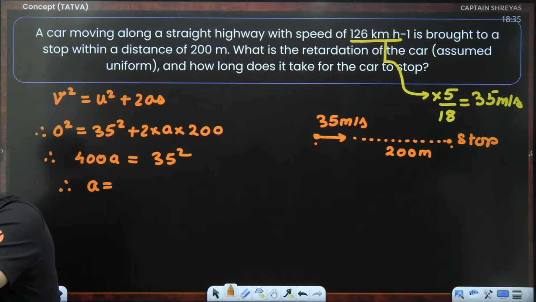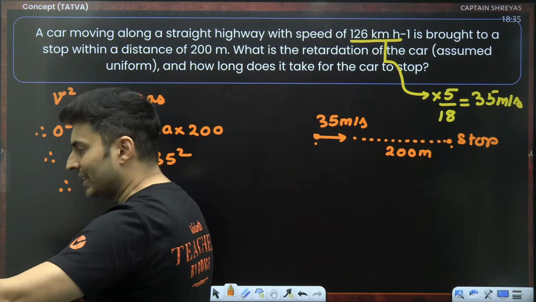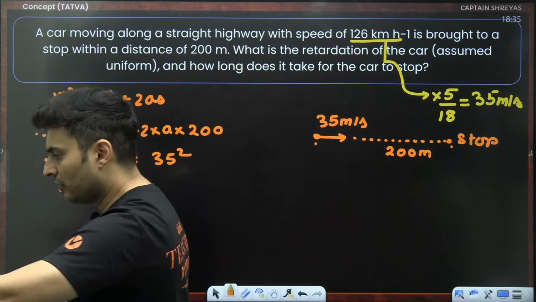Come on my dear warriors. 35 square, how much is it? 1225. Yes, perfect.